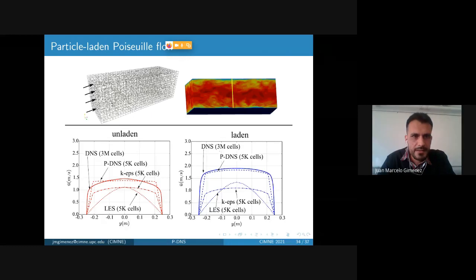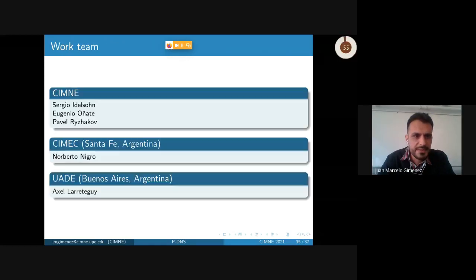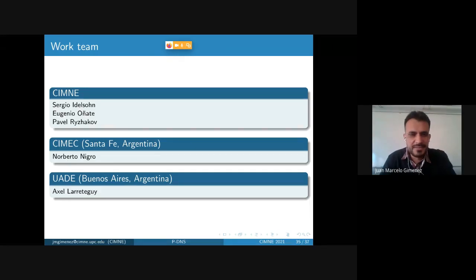Well, this is all. This is a work in progress. I want to mention some collaborators in the work team. I'm working in the group of Eugenio Oñate and Sergio Idelson at CIMNE, who are the heads of this research. I'm from Santa Fe, Argentina. We are also working with people from CIMEC and with people from UADE in Buenos Aires.